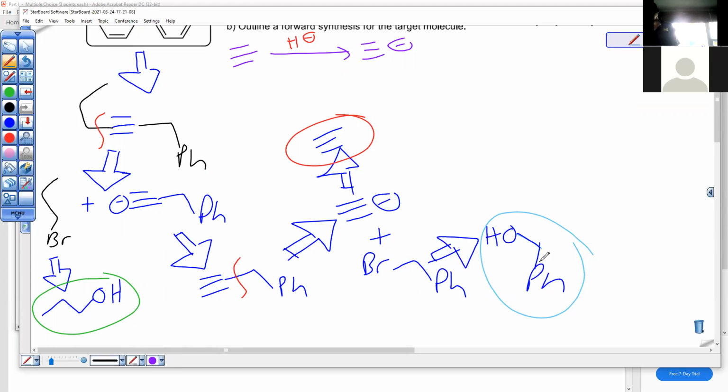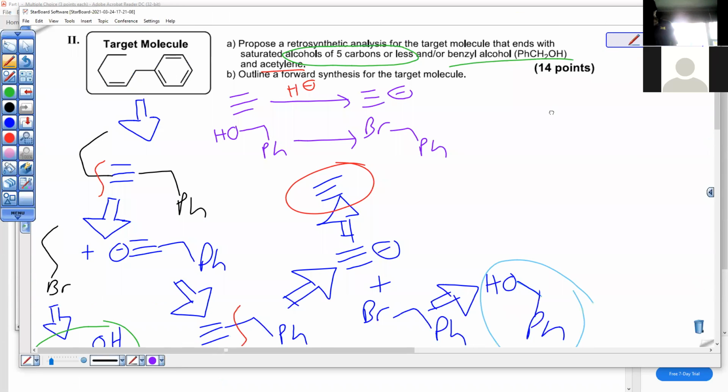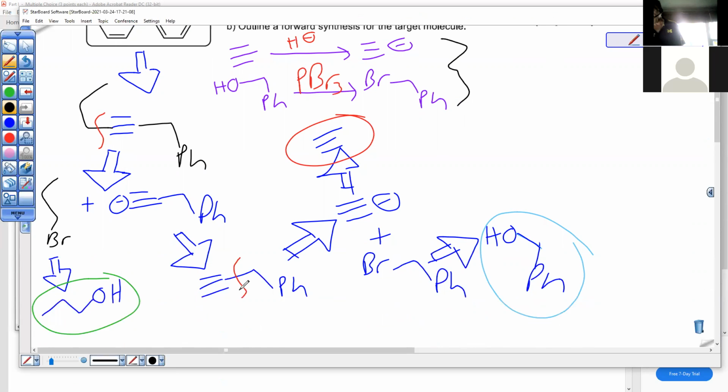I'm going to take HOCH2 phenyl and make it into BrCH2 phenyl, using the exact same reaction I was given up here. PBr3. Let's copy it faithfully. Then I'm going to mix those two together. And that's going to make this target right here.